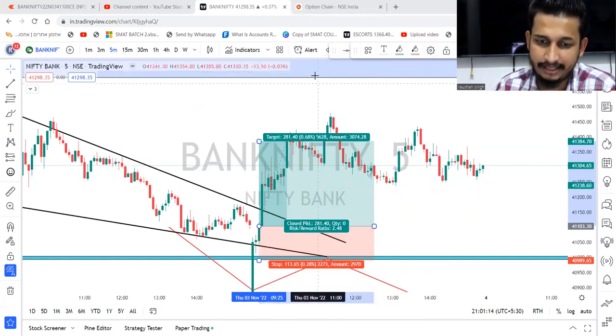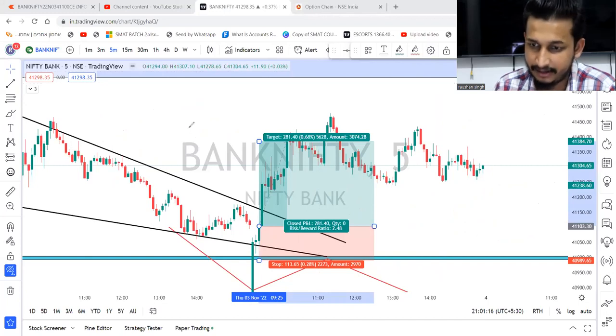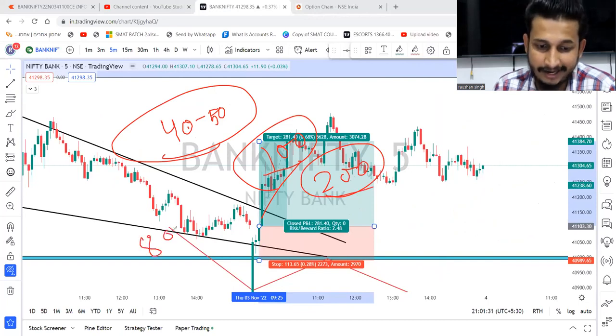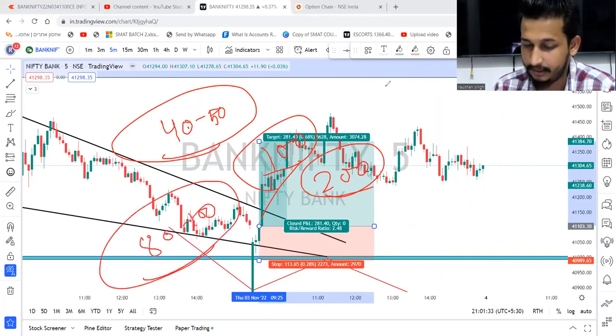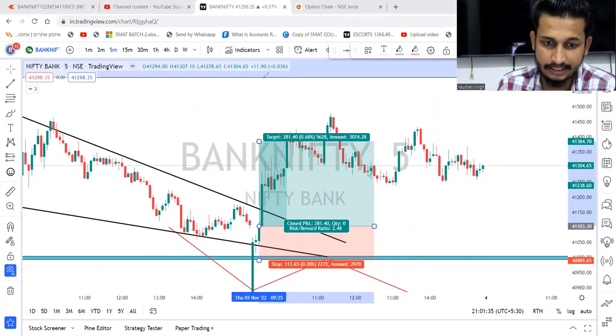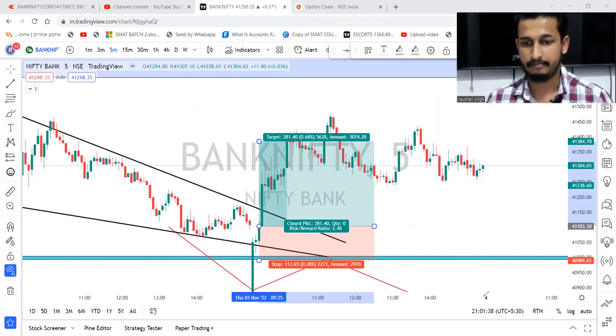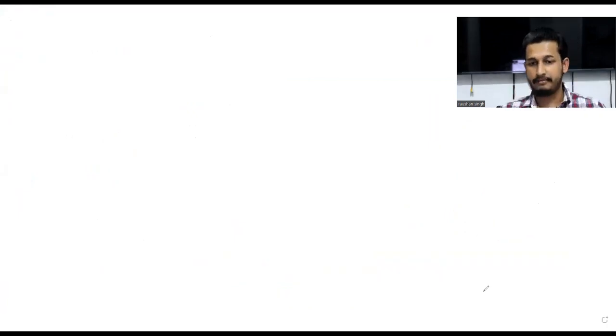It's very simple. In Bank Nifty, if you're capturing 100 points while buying an option, you will be getting around 40 to 50 rupees movement. If you capture 200 points, you will be getting around 80 to 100 rupees movement. Okay, that's it.